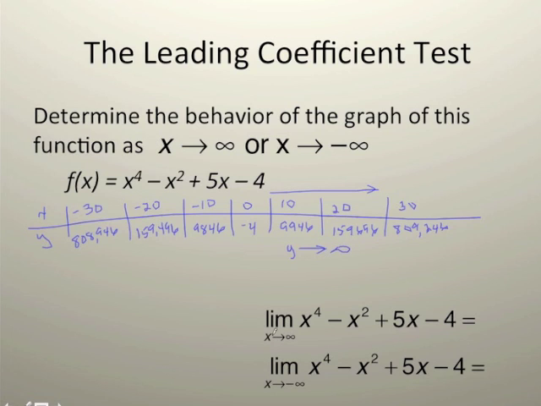So the limit for the function x to the fourth minus x squared plus 5x minus 4 as x goes to infinity is infinity. Now, as x is going towards negative infinity, or in this case to the left on this table, well, it looks like y is also going to infinity. So the limit as x goes to negative infinity is also positive infinity.